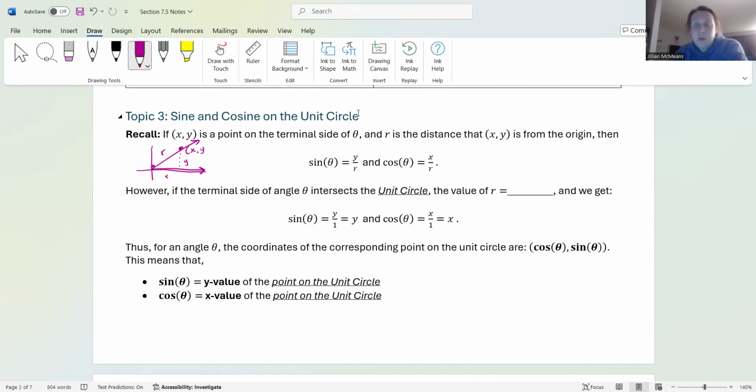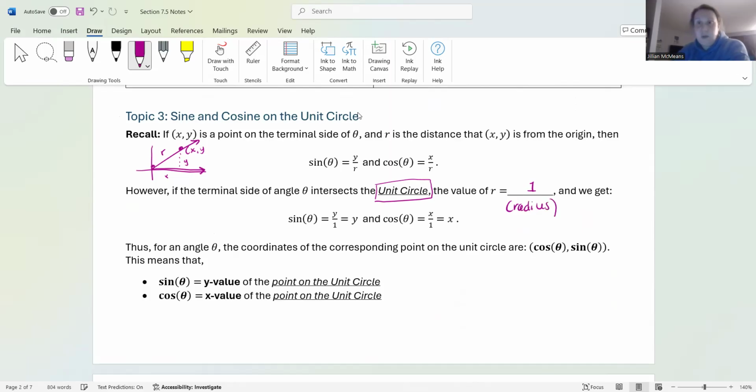Now, what's going to be really phenomenal about this is if we draw this unit circle, we're going to say, hey, we've got this unit circle. We can draw the exact same angle, and the terminal side of our angle is going to intersect the unit circle. Okay. But when we intersect the unit circle, the distance from the point to the origin is the radius of that circle, and it's going to be 1. Okay, so however, if the terminal side of an angle intersects the unit circle, that's really important, highlight it, underline it, put stars, whatever, then the value of r is going to equal 1. It's really just the radius.